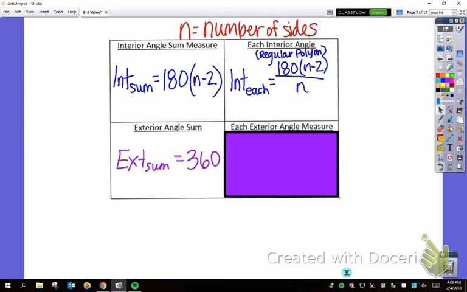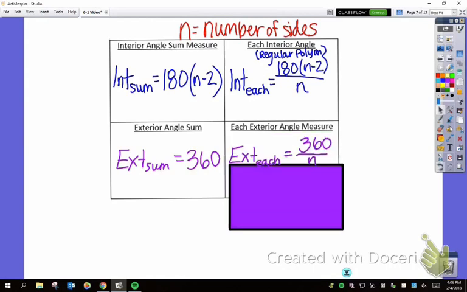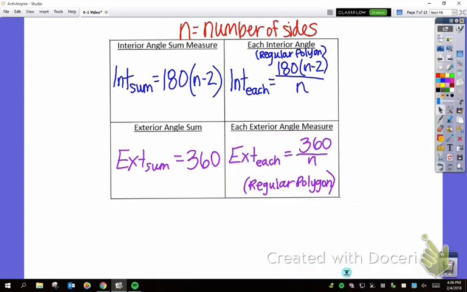Okay, and then if we know the sum is 360, then to find each exterior angle measure, we're going to take that 360 and divide by n. And again, that has to be for a regular polygon. Okay, so let's get into some examples using these formulas.